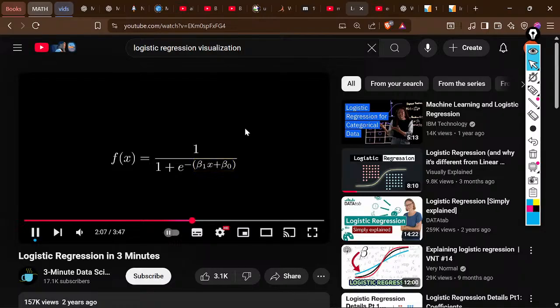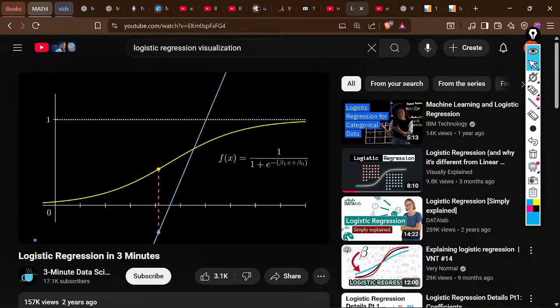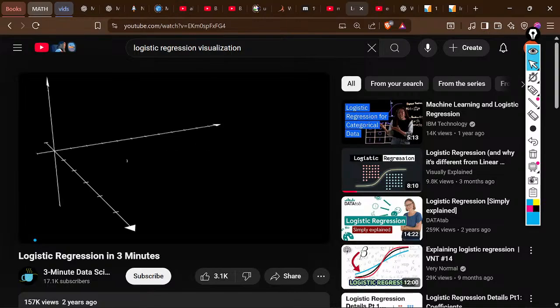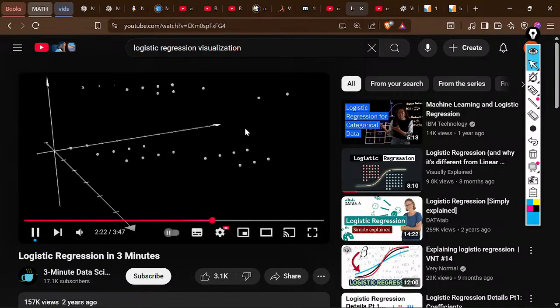That beta 1x plus beta 0 is a linear function. That is actually the log odds function. That is something we will talk about in another video. What's important to know is that this function will produce that S-shaped curve we need to make predictions. We can also extend this to more input variables to create multi-dimensional logistic regressions. Oh, in 3D models, look at that.